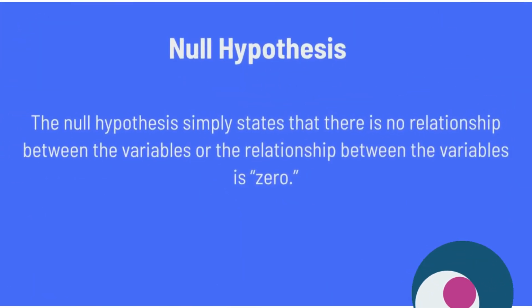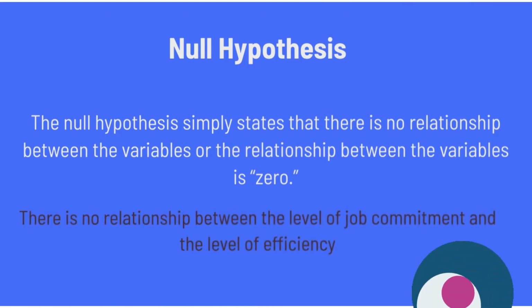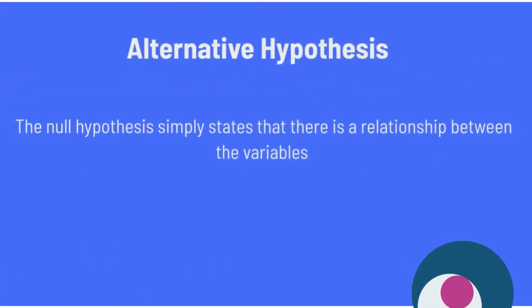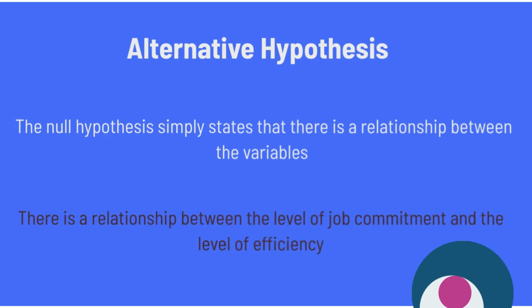Null hypothesis simply states that there is no relationship between the variables, or the relationship between the variables is zero. For example, there is no relationship between the level of job commitment and the level of efficiency. The alternative hypothesis simply states that there is a relationship between the variables. For example, there is a relationship between the level of job commitment and the level of efficiency.